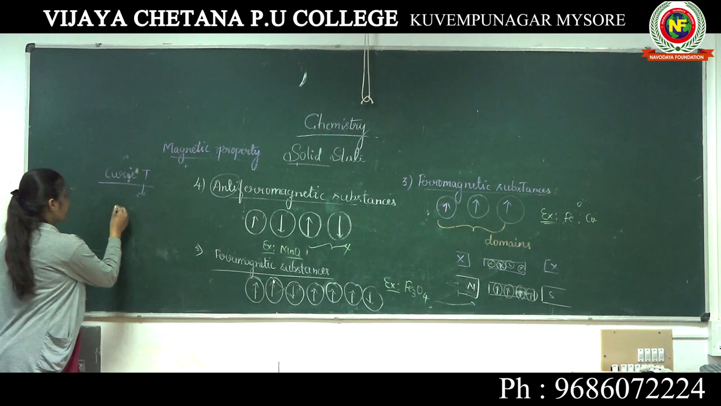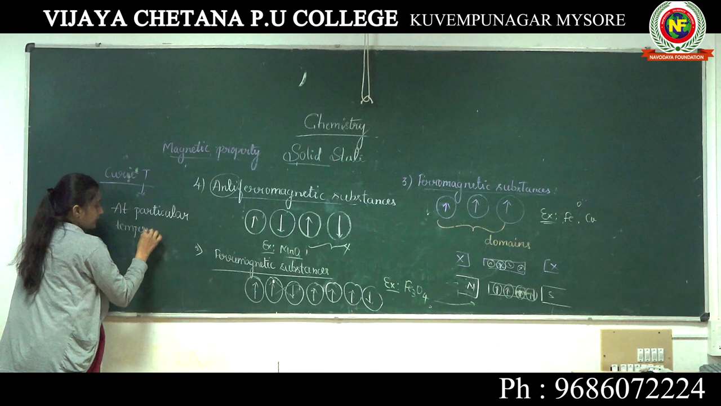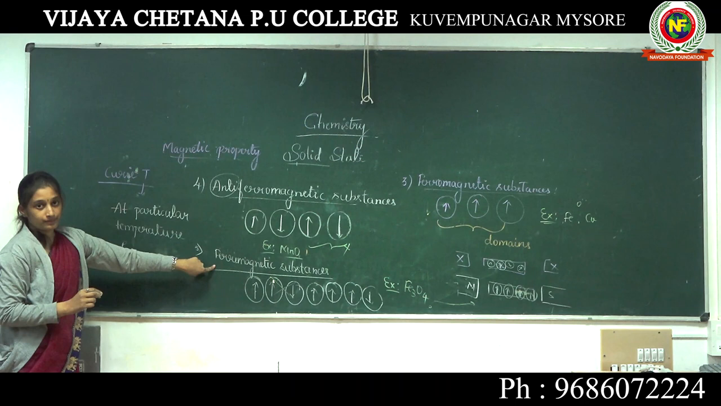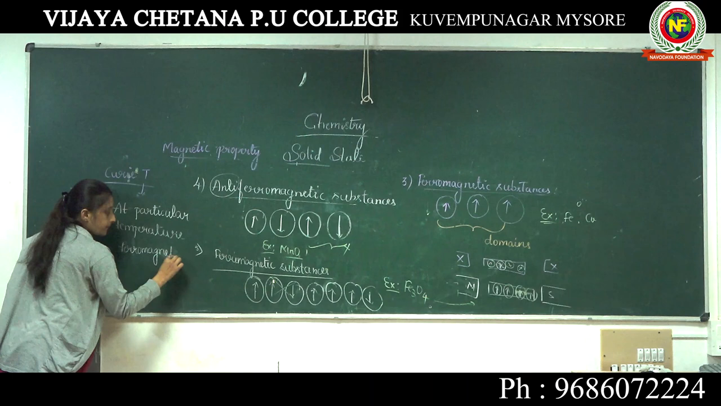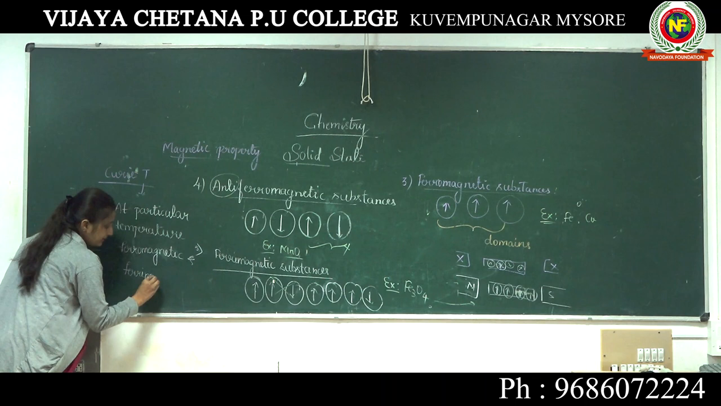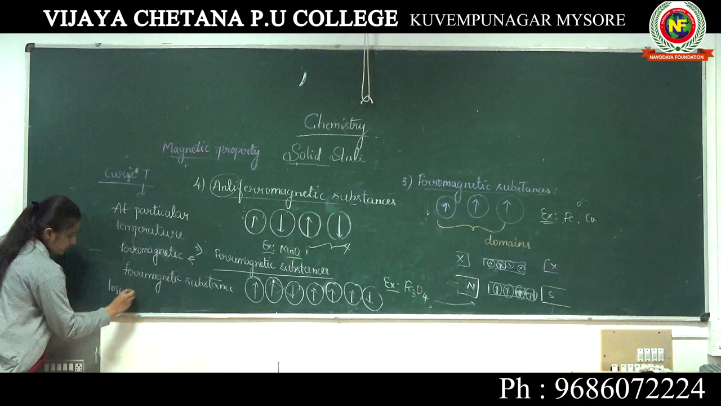At a particular temperature, ferro and ferri, not anti-ferro, not paramagnetic, ferromagnetic and ferrimagnetic substances lose their magnetic property.